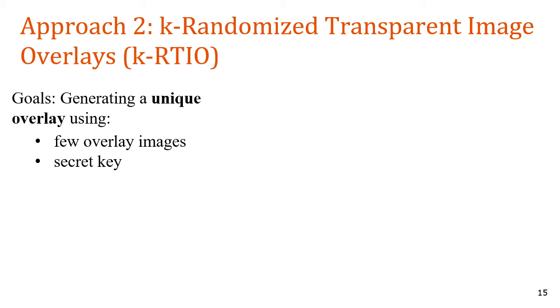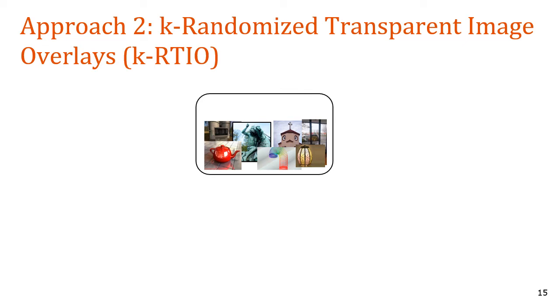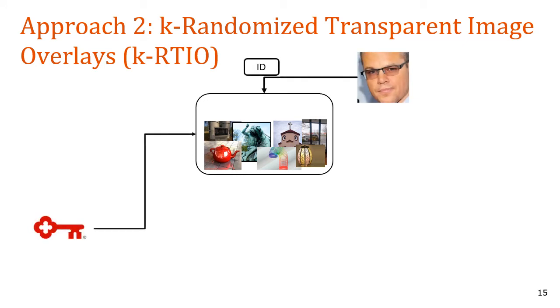To address this problem, we came up with a new idea called k-Randomized Transparent Image Overlays, or k-RTIO. This approach generates a unique overlay image just by using a few overlay images and a secret key. Let's assume that we have a set of overlay images and we want to generate a unique overlay image for a source image. This approach uses the source image and a secret key to select k overlay images.